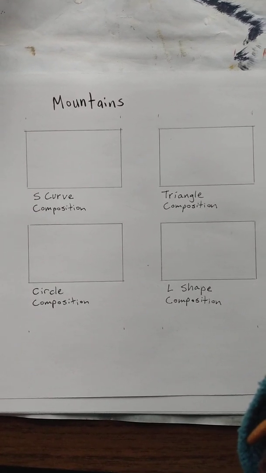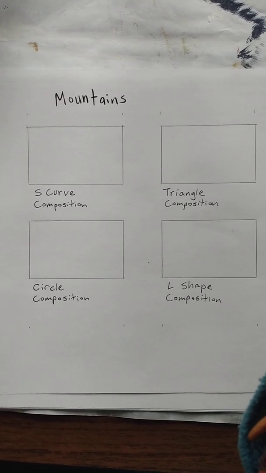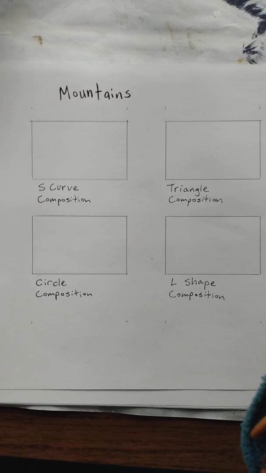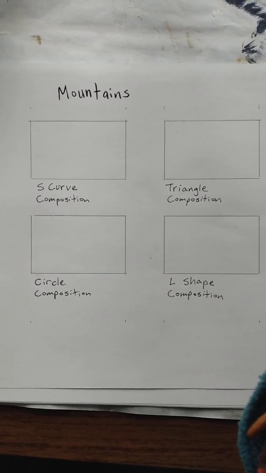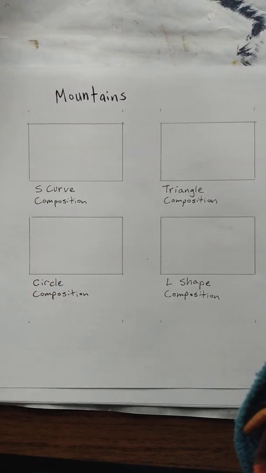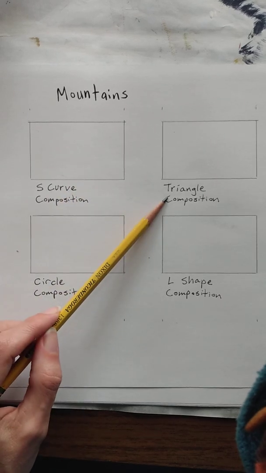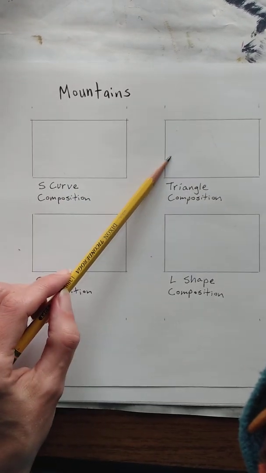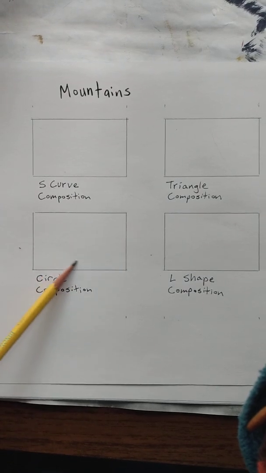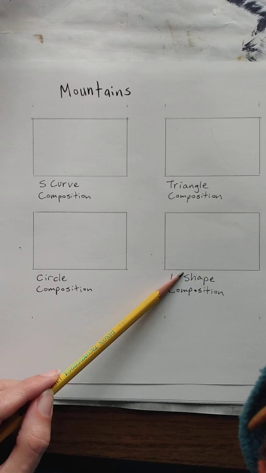Everyone. For this assignment, we're going to be talking about composition. Composition is how we put the parts together. And I'm giving you an assignment to try out 4 different types of composition. One is the S-curve composition, where there will be an S in it. Triangle composition, where there's something that looks like a triangle in it. Circle composition, where there's a circular type of area in it, and an L-shaped composition.